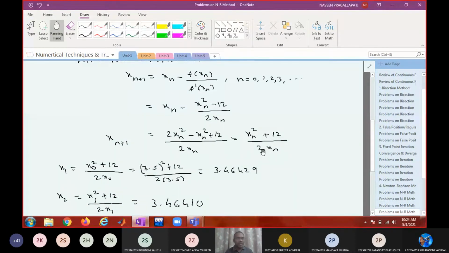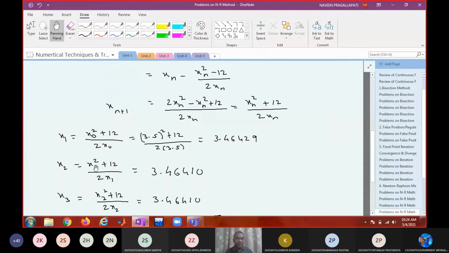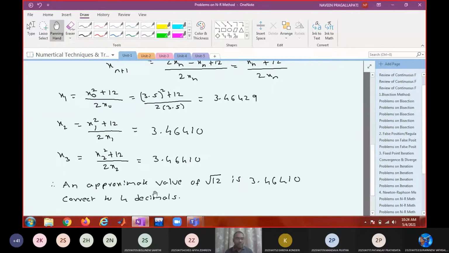Then I substituted x0, which is 3.5, in this iterative formula and simplified. You will get the successive approximation x1. Using x1 you find x2, using x2 you find x3, and so on. Then you will notice that after 3 iterations, the first 4 decimals will be equal. Therefore, we say that this is an approximate value correct to 4 decimals. Easy?